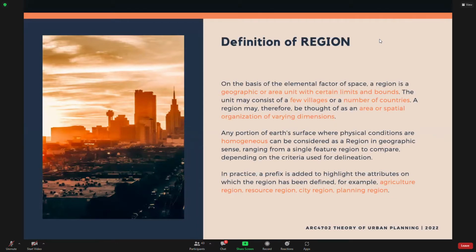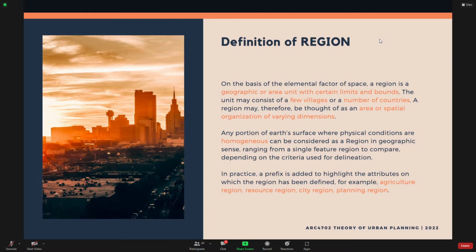So in practice, a prefix is added to highlight the attributes on which the region has been defined. For example, agriculture region, resource region, city region, and planning region. Again, this is what I mentioned just now. For example, Perlis and Kedah, we can call it the Northern Agricultural Region because they have similar agricultural activities, which is the paddy field, the rice production in the northern region. That is how they combine this area and call it a region or regional area.